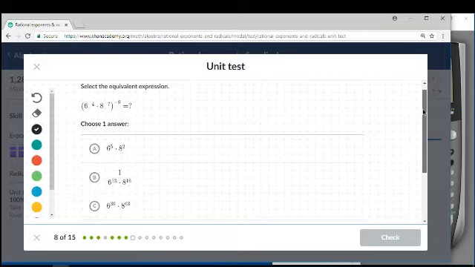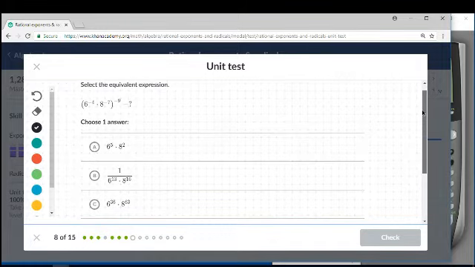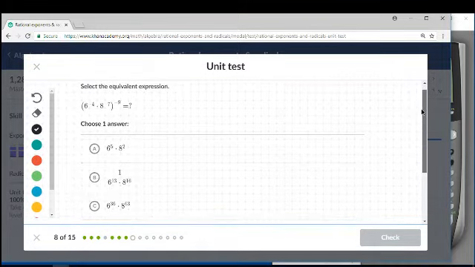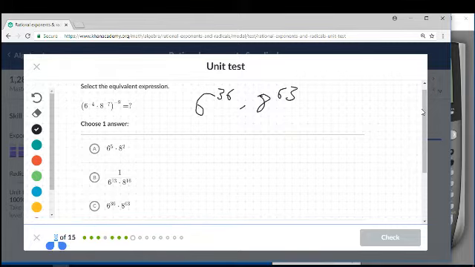All right, select the equivalent expression. All right, that would be 6 to the 4 is 36 times 8. 9 times 8 is, or sorry, 9 times 7 is 63.